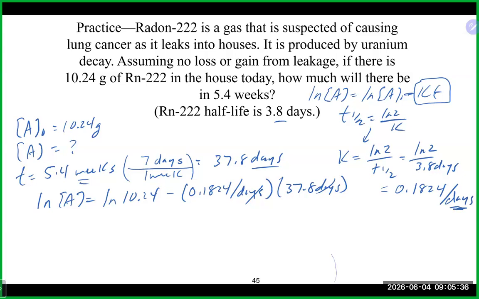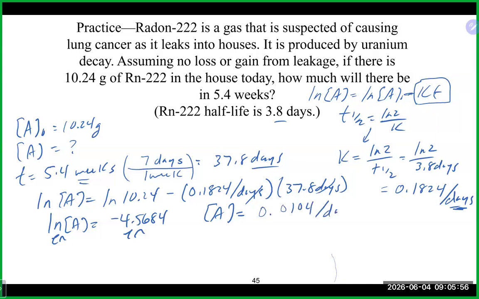0.1824 times 37.8. That gets us natural log of A is equal to minus 4.5684. Again, we exponentiate both sides, and that gets us a final concentration of 0.0104. Whoops, these are actually grams in this case. There you go.